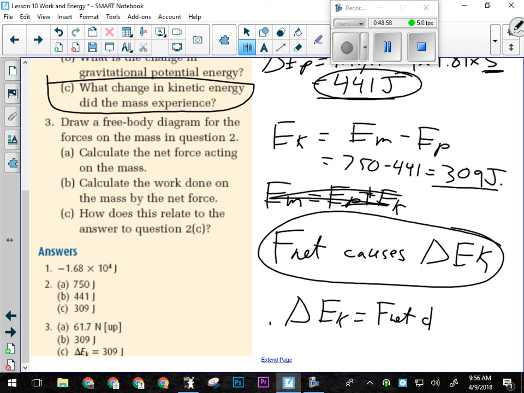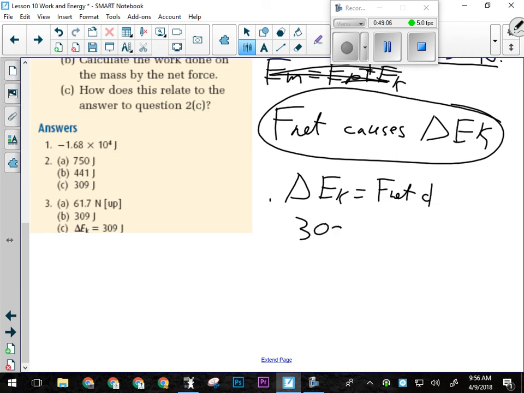So that means the change in kinetic energy equals the net force times the distance. Since I know the change in kinetic energy is 309, I just divide that by d, which we were told is 5 meters, and that will give me my net force. I could go through a whole bunch of other math to calculate acceleration and do all of that kind of stuff, but this way is a lot faster. So when I do that, I should get 61.7 newtons.